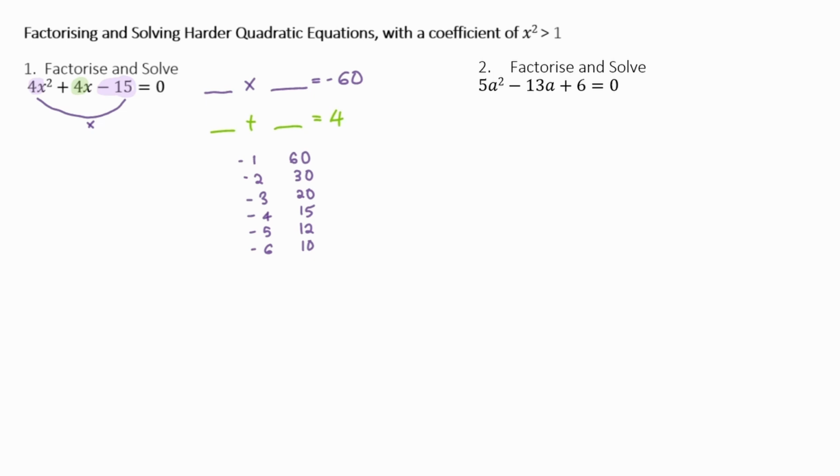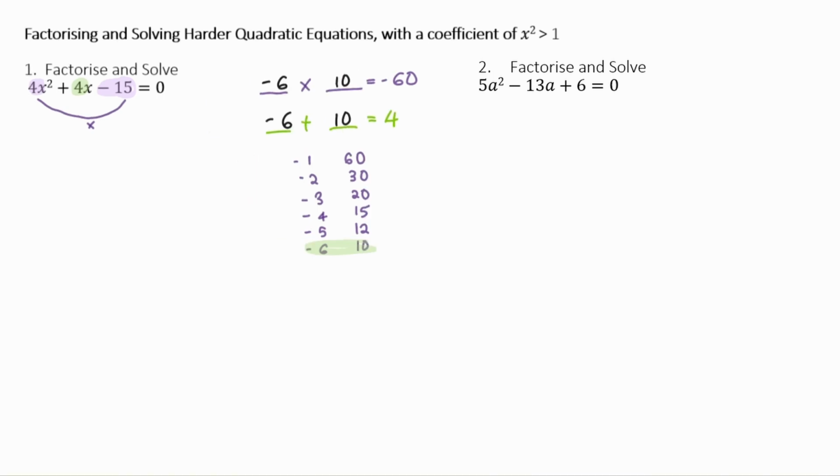So if you put a negative sign by all the smaller numbers, the two that would add to give us a positive 4 are minus 6 and 10. So we can write our two factors as minus 6 and 10. We are now going to write the equation with 4x broken up into its products.